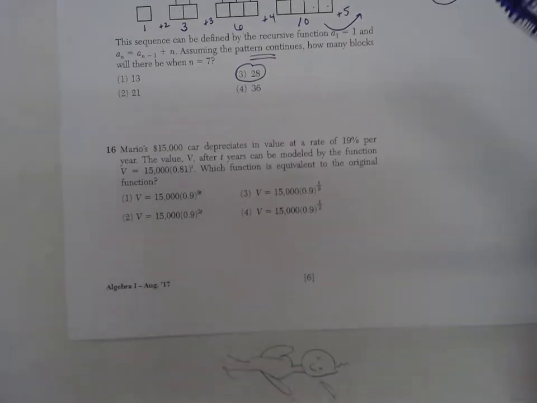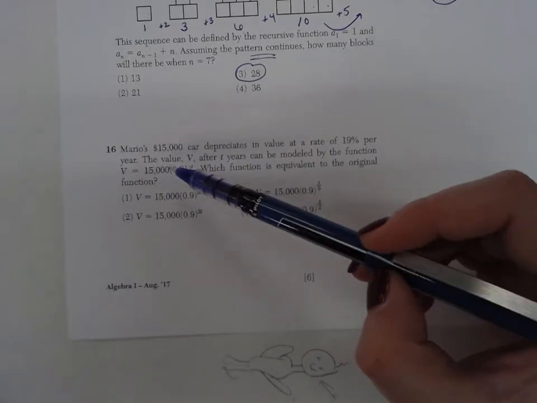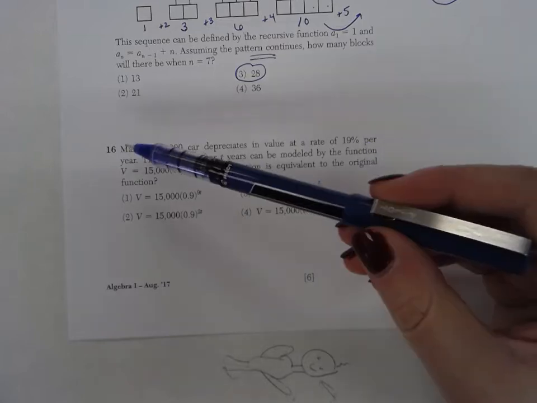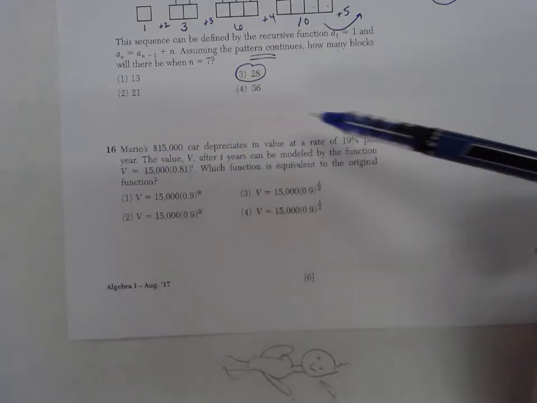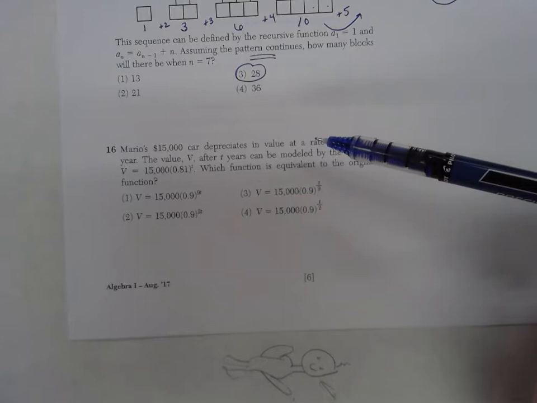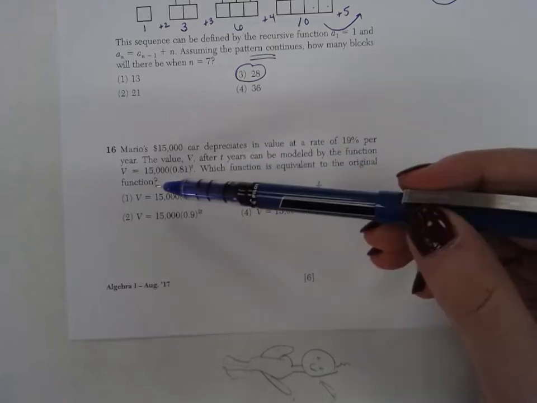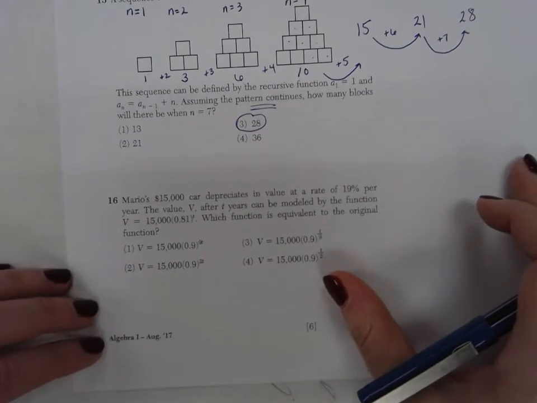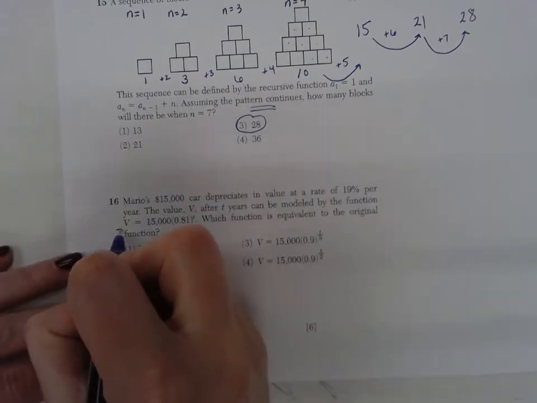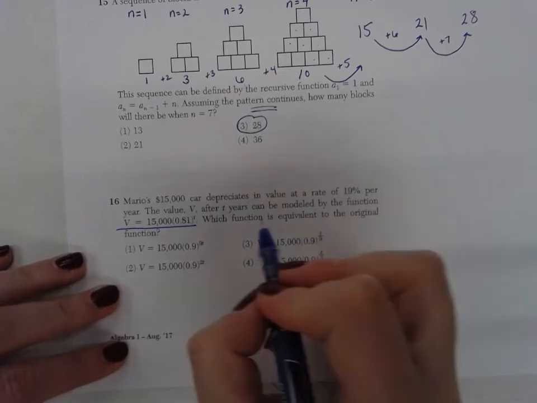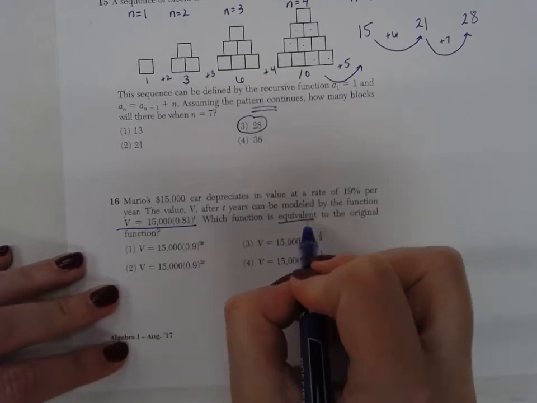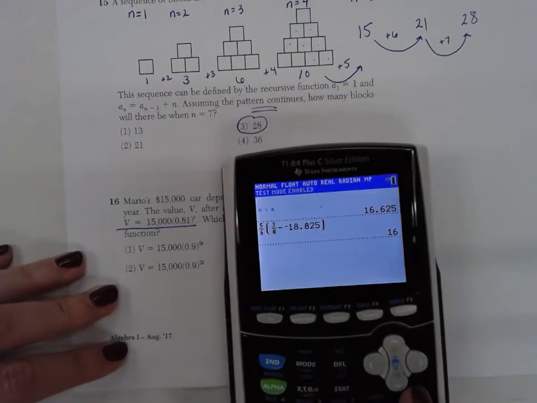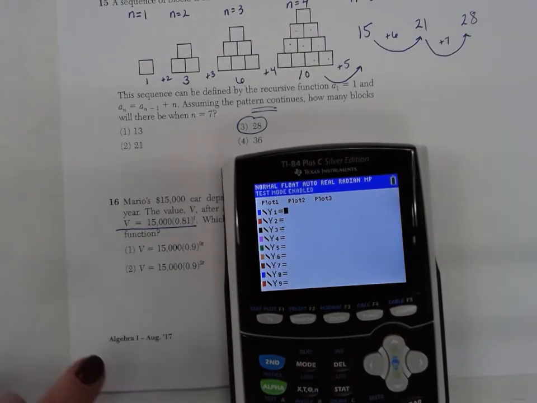Looking at 16. Mario's $15,000 car depreciates in value at a rate of 19% per year. The value after t years can be modeled by the function this. Which function is equivalent to the original? Okay, we actually did one like this the other day. Here's the function that they're giving me. What are they asking? Which function is equivalent to the original? Get that calculator out. Y equals. I'm putting the equation they gave me.